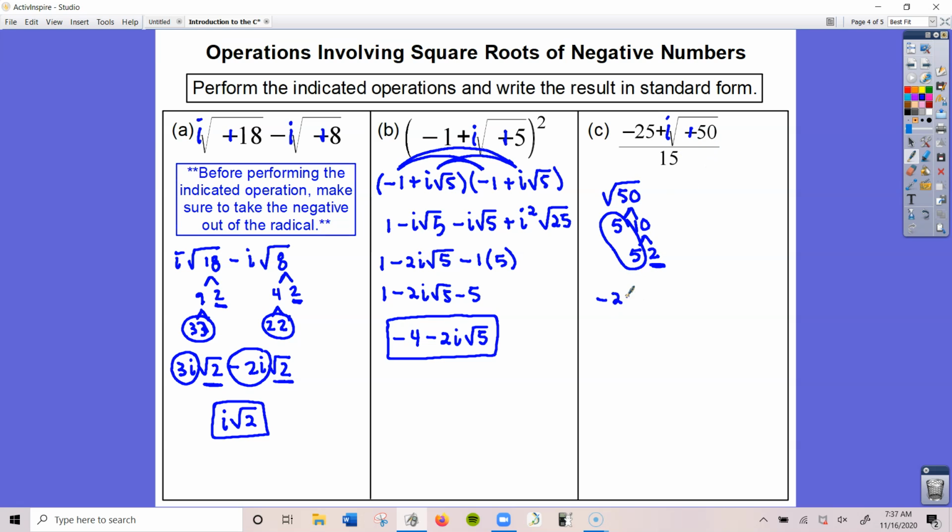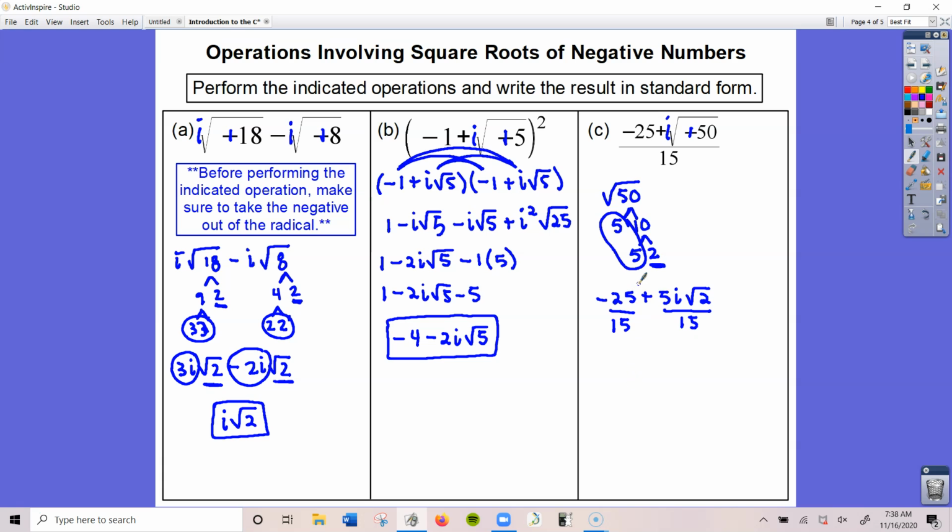So negative 25 plus 5i square root 2, and everything is over 15. Now, instead of putting everything over 15, I'm going to put every term over 15. So negative 25 is over 15, and then over here, 15 as well.